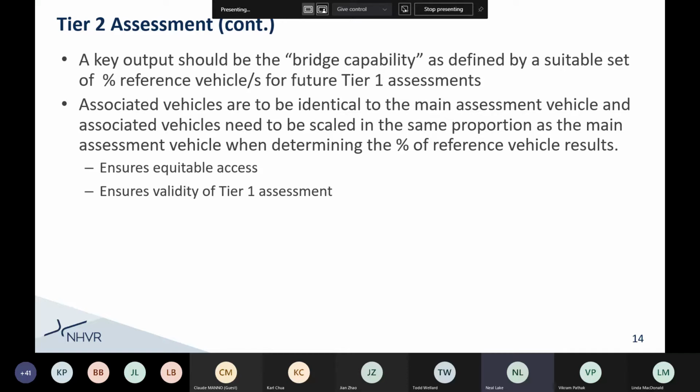And so I think that's really important, because what it does allow is it ensures equity of access, and it ensures that you don't have to retrospectively revoke access, and it ensures that your Tier 1 assessment, the scalability of that process, is valid.